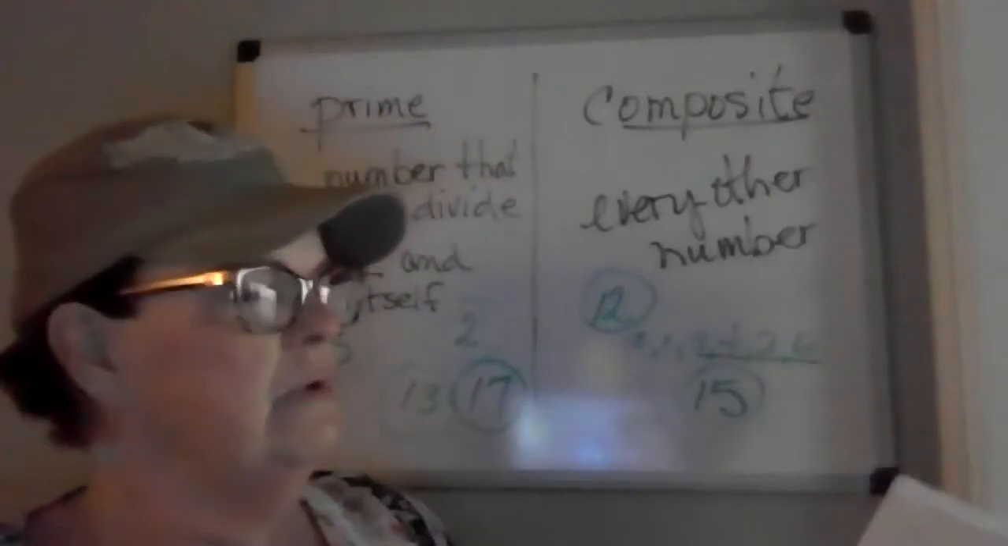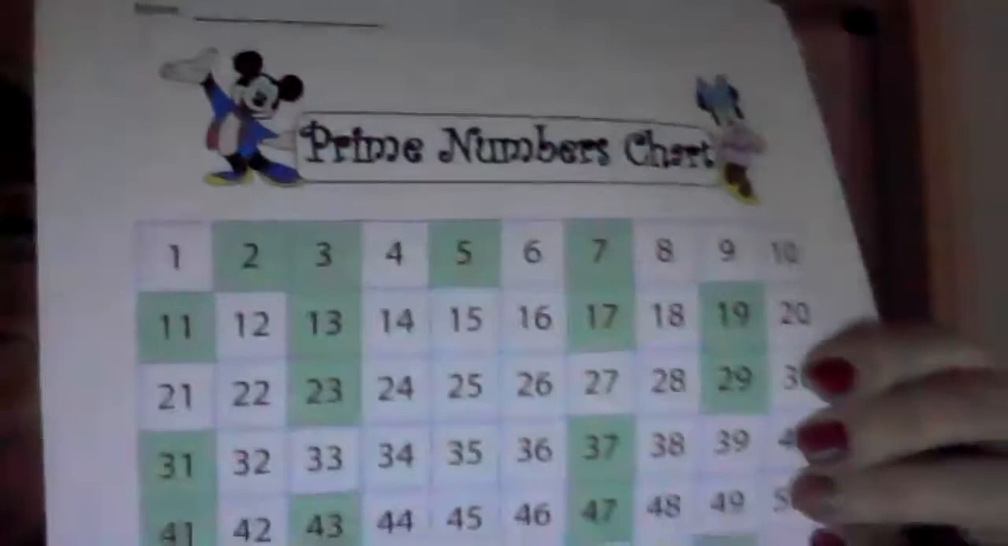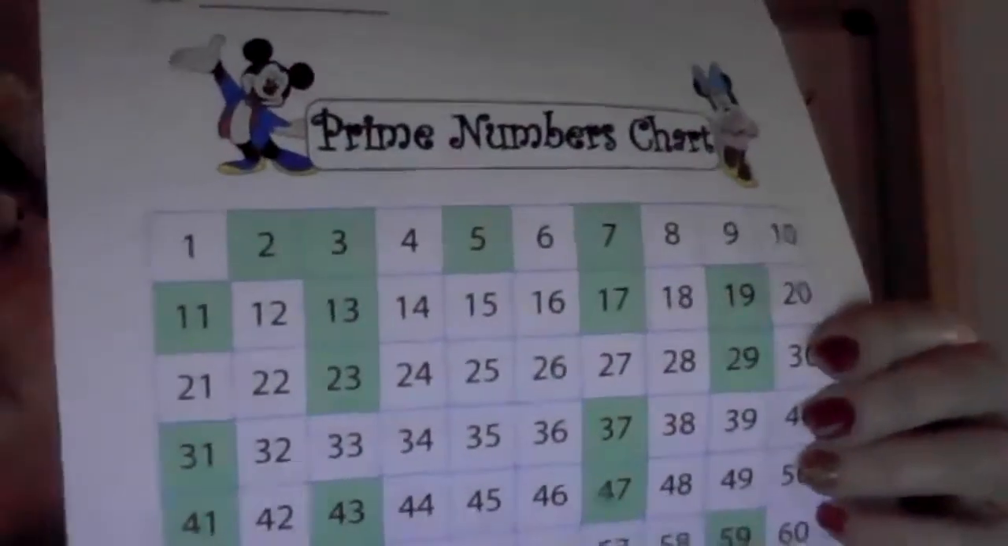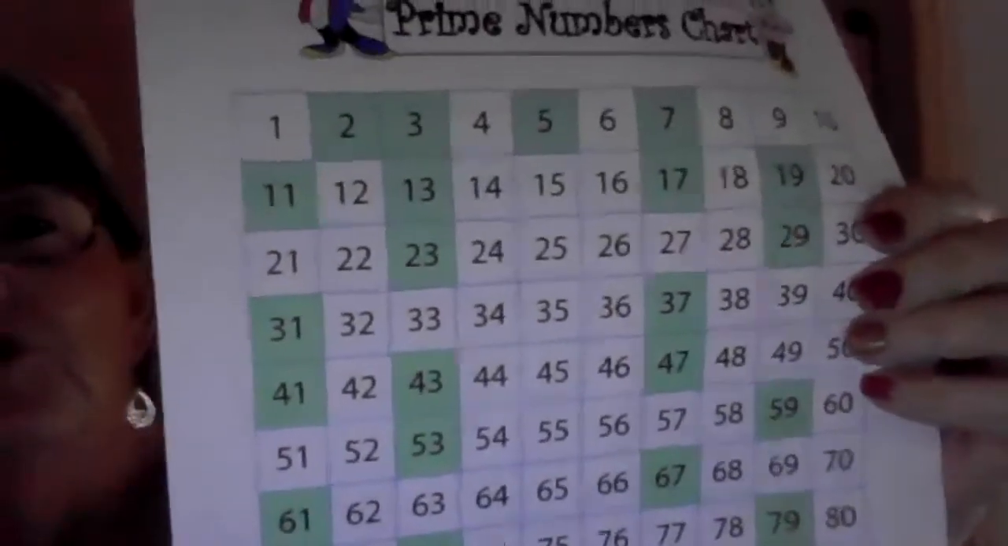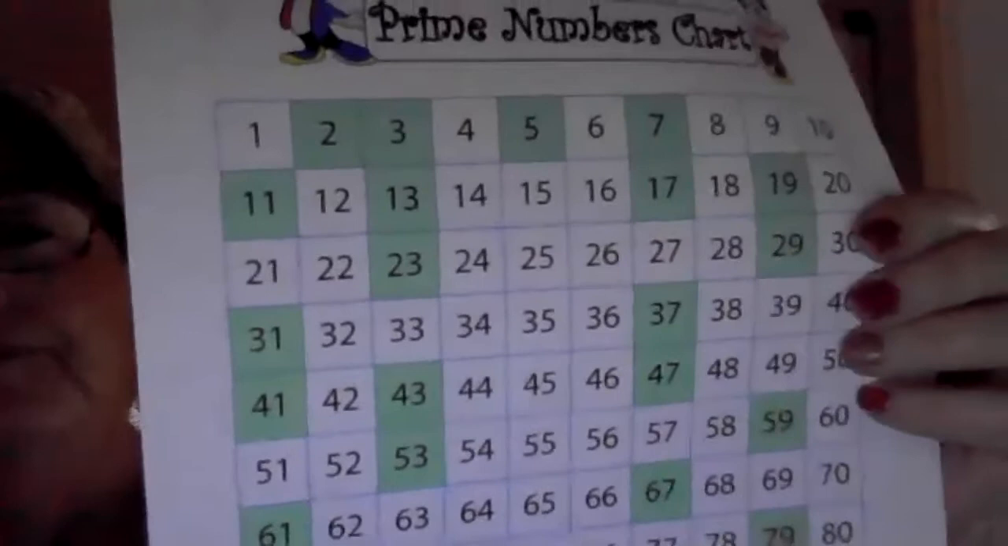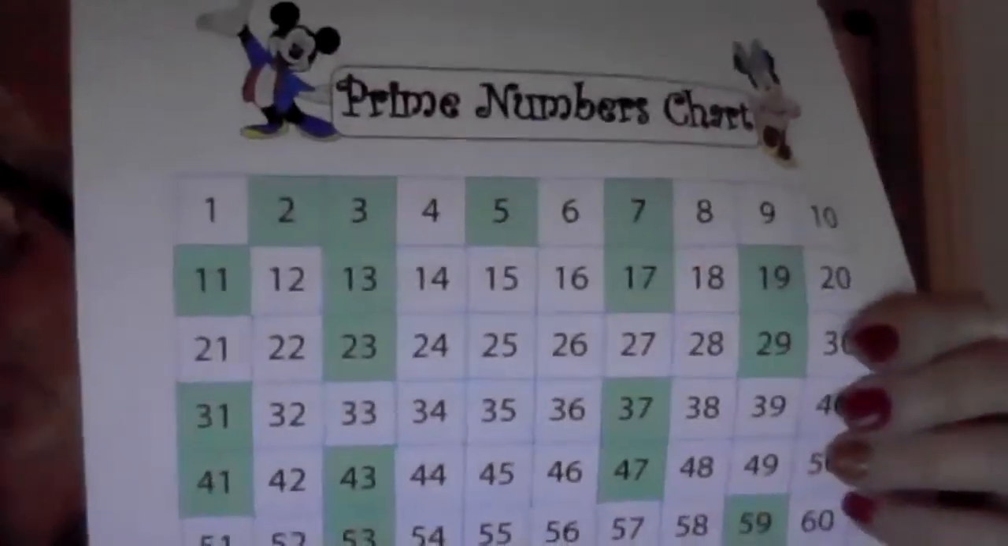I sent you a prime number chart. Again, use this as reference after you try the worksheets. This goes to 100, and it tells you the prime numbers. They're highlighted in green, okay, or gray, however you print it out. Again, our little Disney characters.